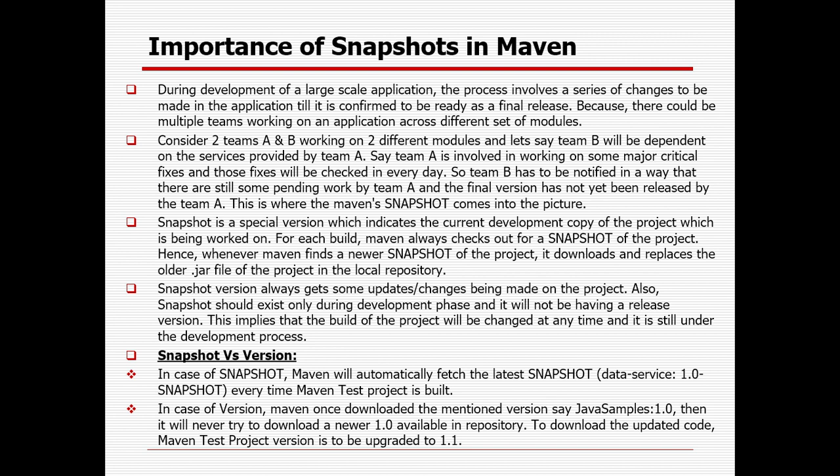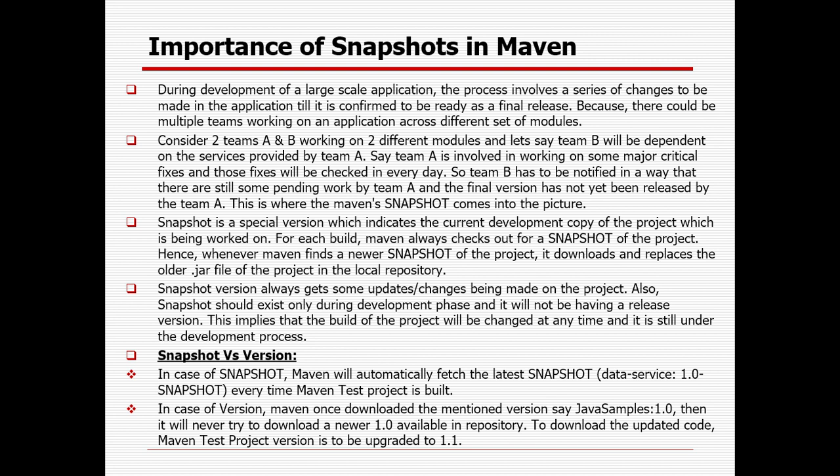A snapshot version always gets some updates or changes being made on the project. Also, a snapshot should only exist during the development phase, and it will not be a release version. So that is the basic difference between the snapshot and the release version. This implies that the build of the project can change at any time, and it is still under the development process. So what is the difference between snapshot and versions?